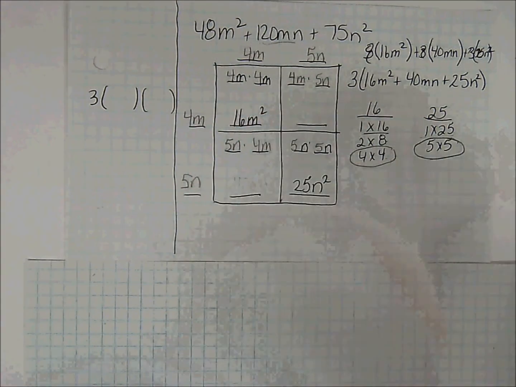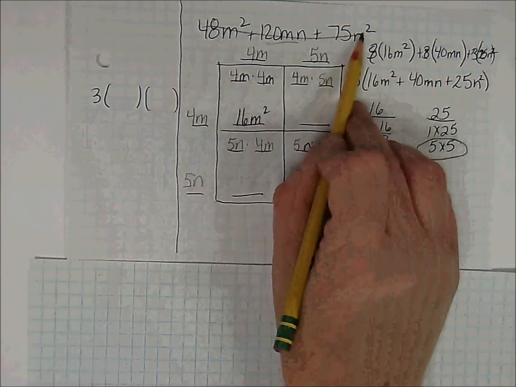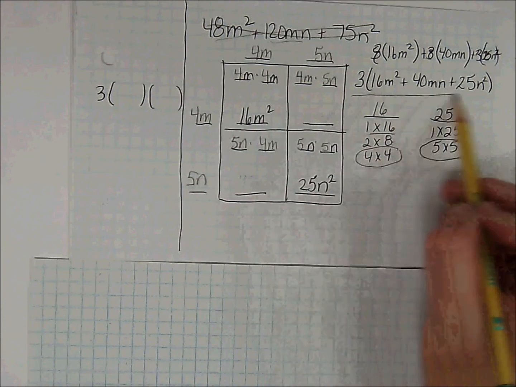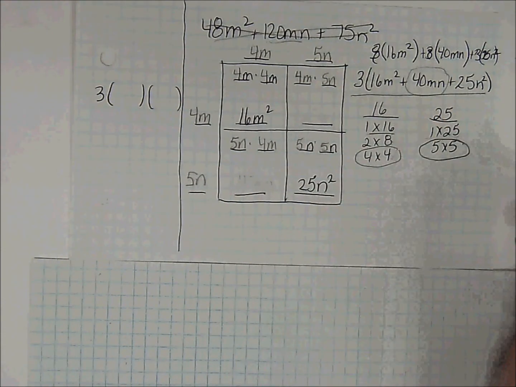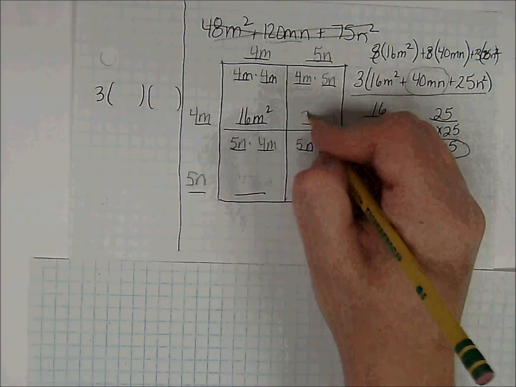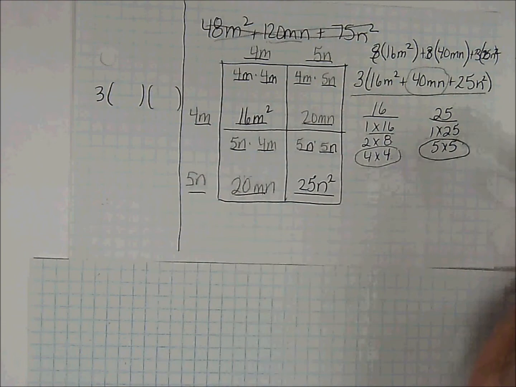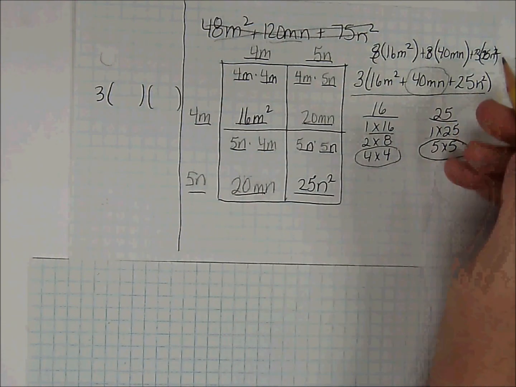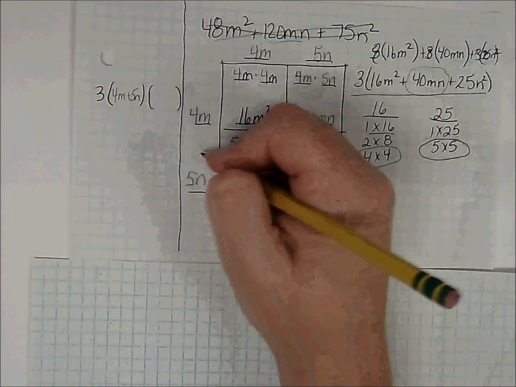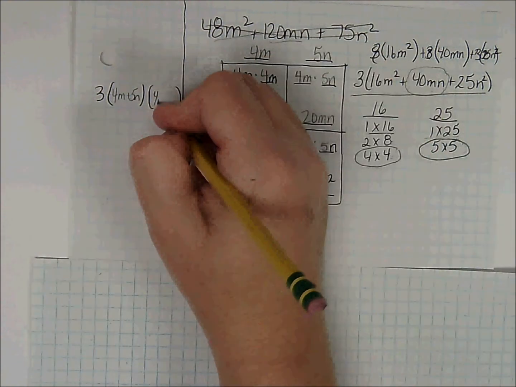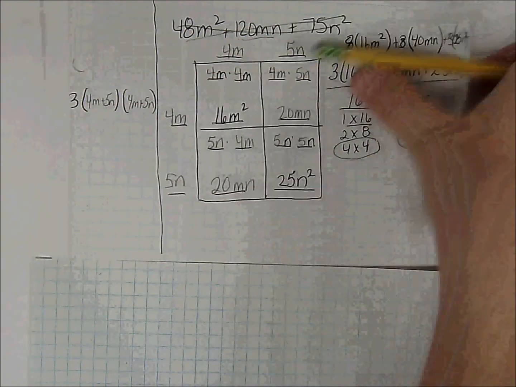And if you keep it consistent like that, then it'll be easy for you to remember. Now, we've already changed this. We changed it to this. So this is the one we need to focus on. And the middle number is 40mn. So 20mn and 20mn makes 40mn. So it looks like we have 4m plus 5n. It's positive 5n. 4m plus 5n, because it's a positive 5n.